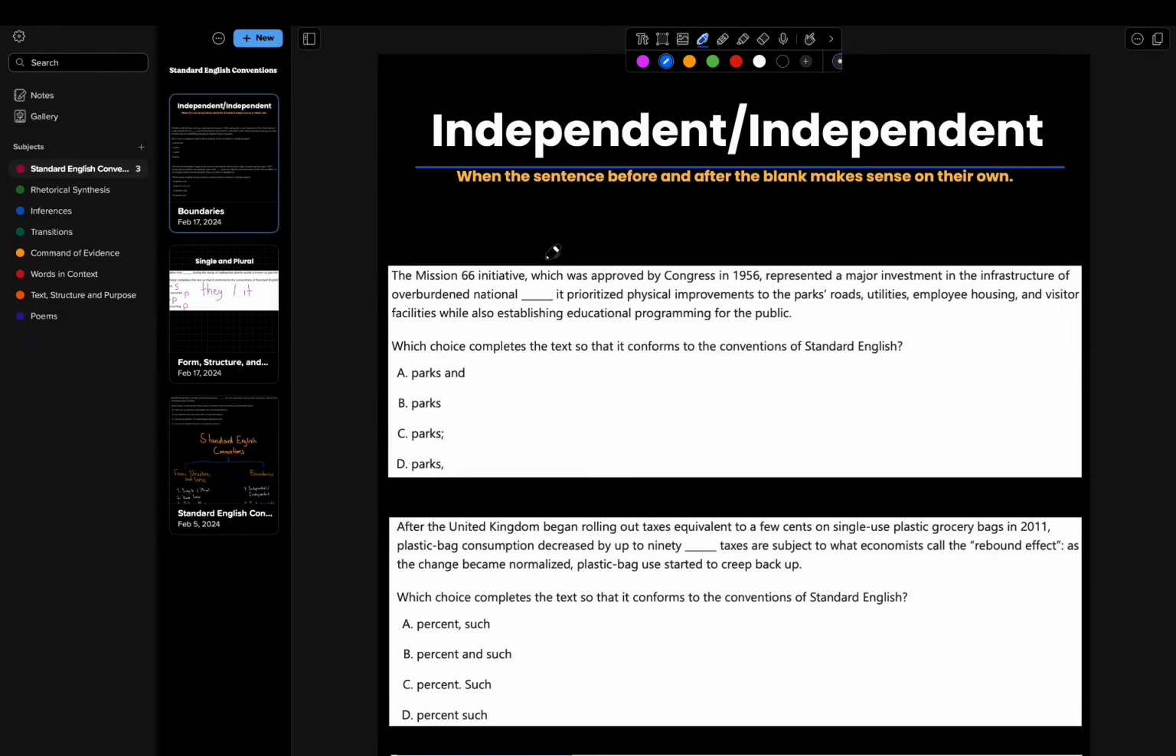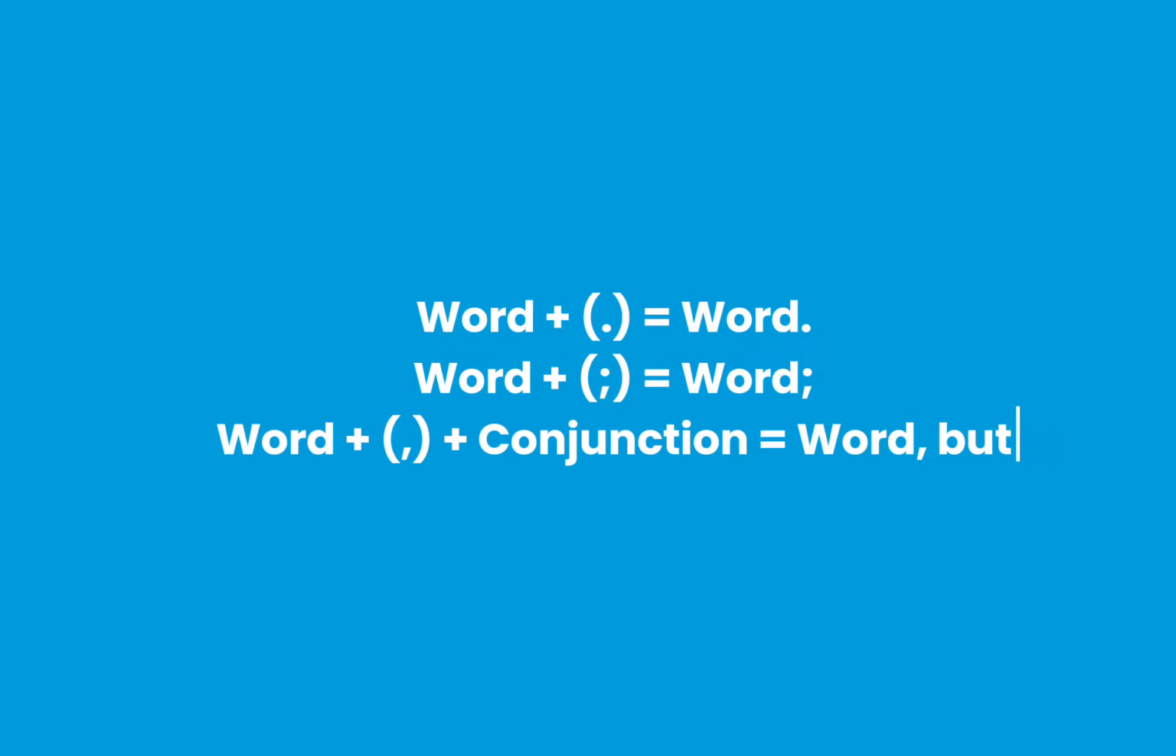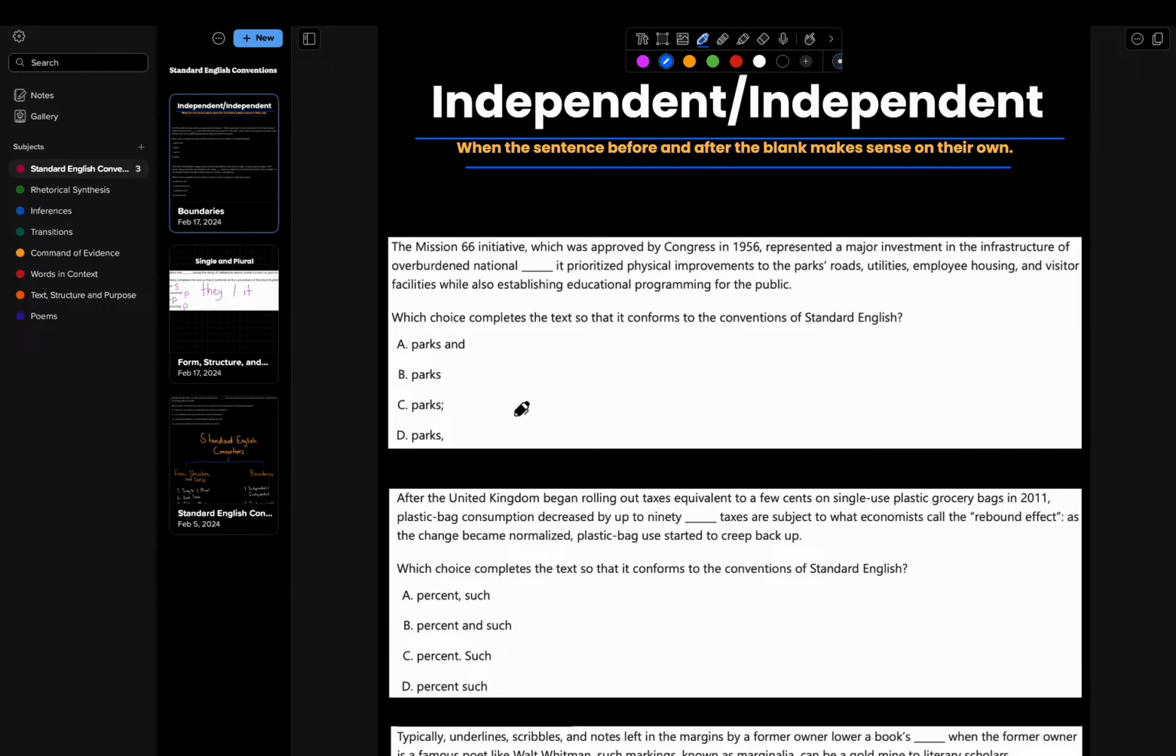Independent boundary is the fifth rule, and it is where the lines before and after the blank both make sense on their own. When we have an independent boundary, we can choose one of the following options. So we can have a word plus a period, word plus semicolon, or a word plus comma plus conjunction, or FANBOYS. So pause the video and think which of these multiple choices from A to D is the same as one of those options. It is choice C, since it is a word and there's a semicolon right after it.